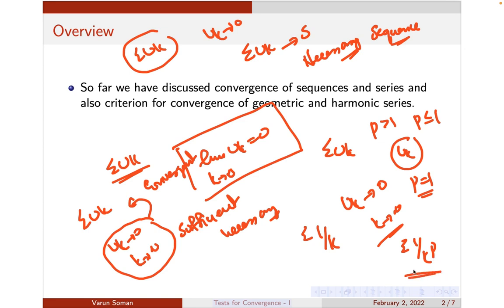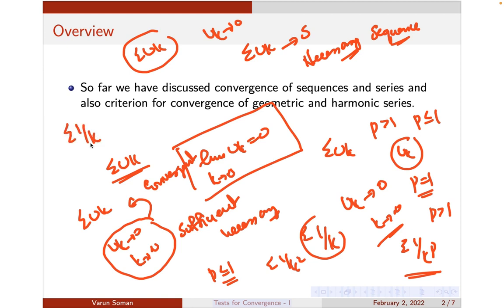Okay, for this series to be convergent, your p should be greater than 1, and for this series to be divergent, p will be less than or equal to 1. So that means sigma 1 by k square is convergent, but sigma 1 by k is not convergent, it is divergent. Okay, so now you know that sigma 1 by k is divergent.